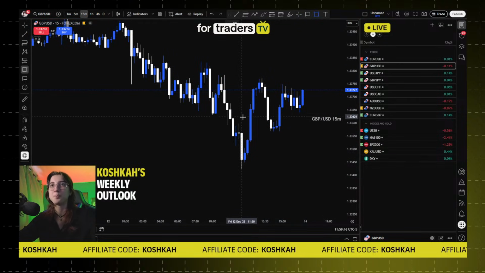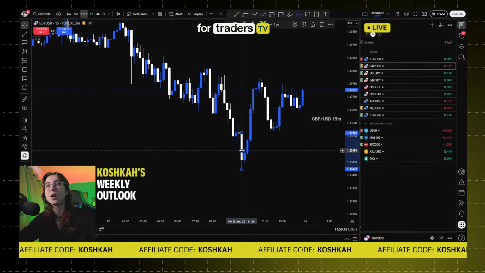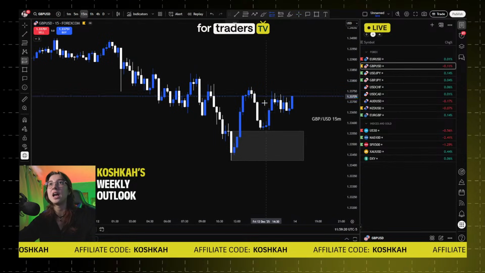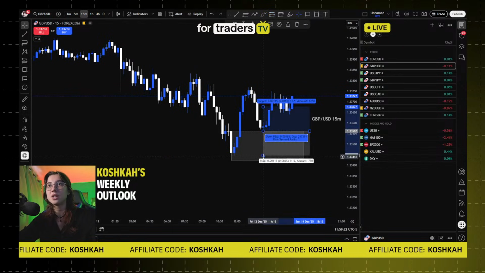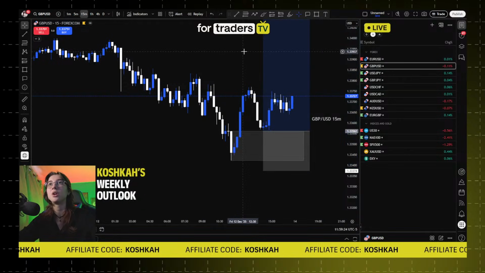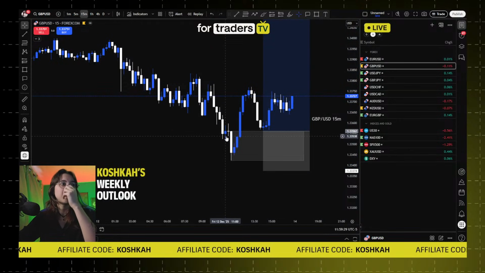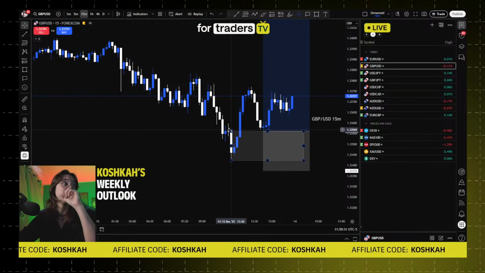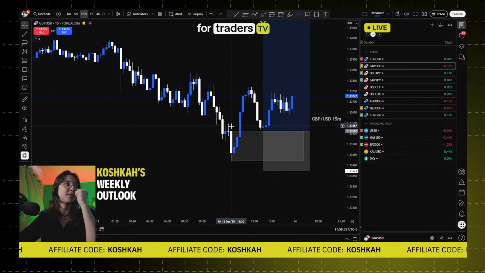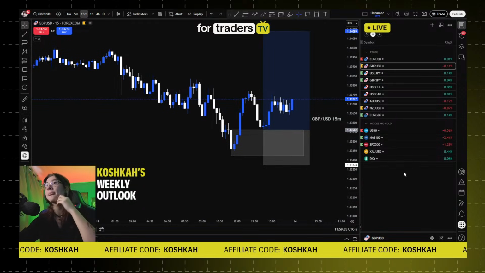Perfect. So imagine that right here you have a POI, and this is your entry. Stop loss will be below the low. Imagine you have something like that. The strategy works on every pair. Yes, it works everywhere. I can identify, analyze, everything is going to work.